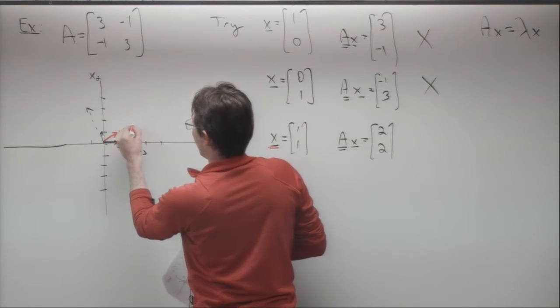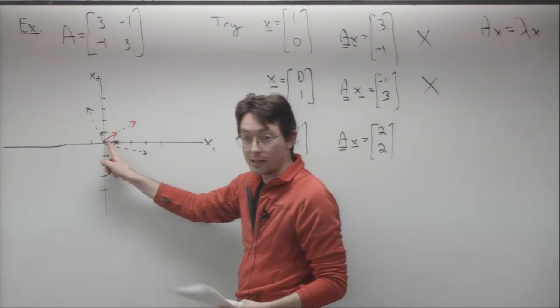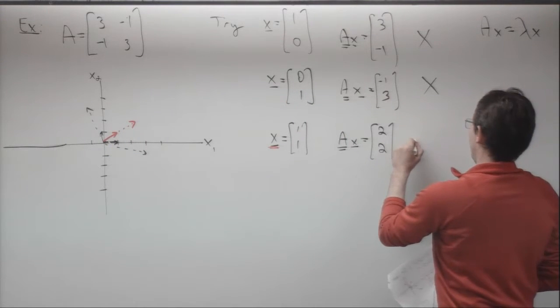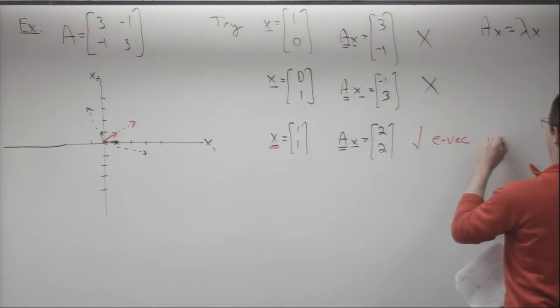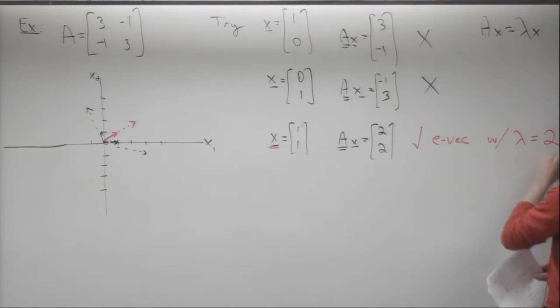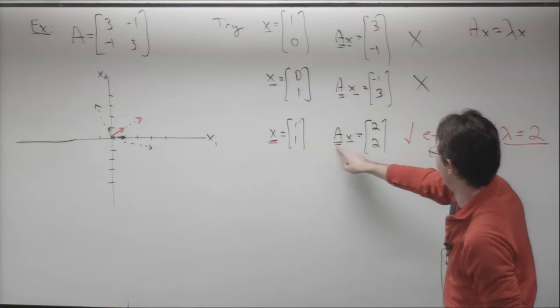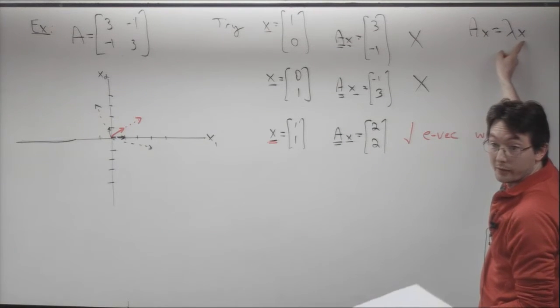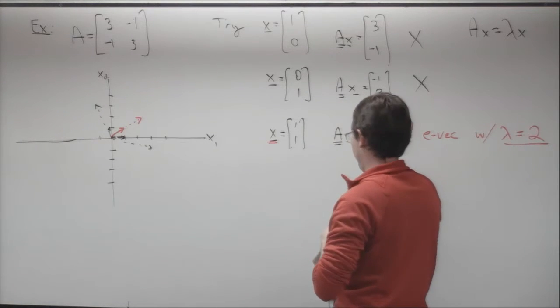So A times x is exactly in the same direction as x, and it's exactly 2 times longer. Okay, so this is an eigenvector with lambda equals 2 as the eigenvalue. Does that make sense? Right? If I take this x, so A times x equals exactly 2 times x. So lambda equals 2. And let's try the next one.